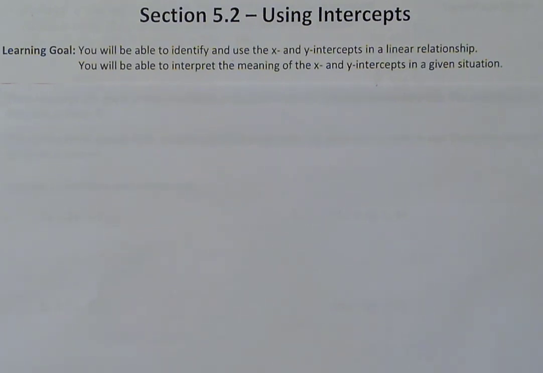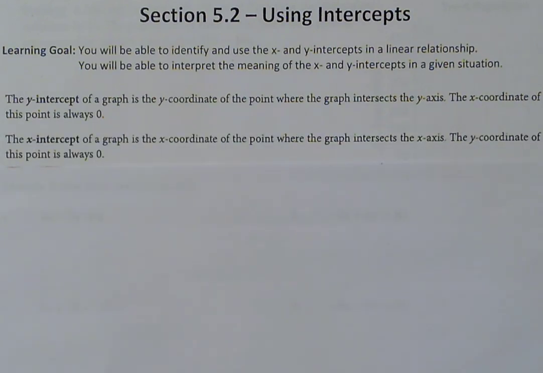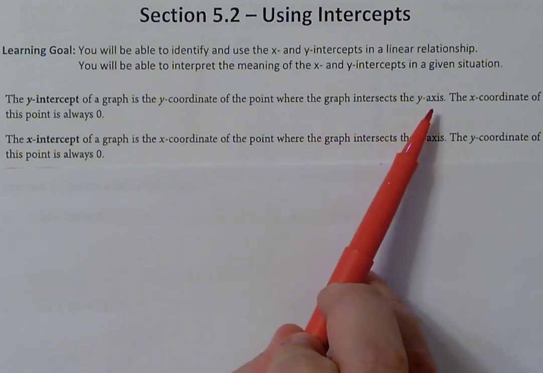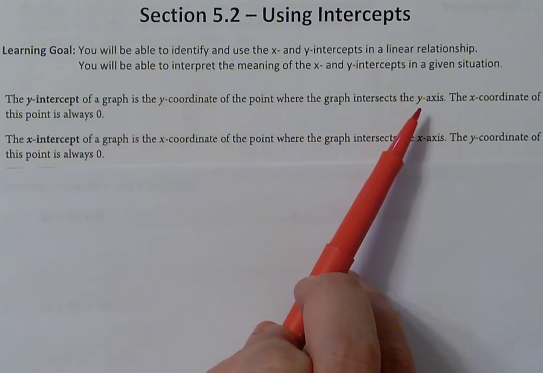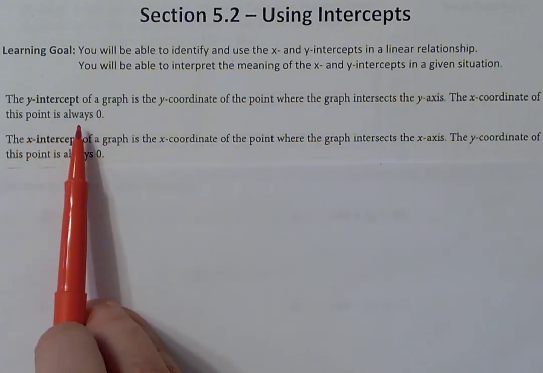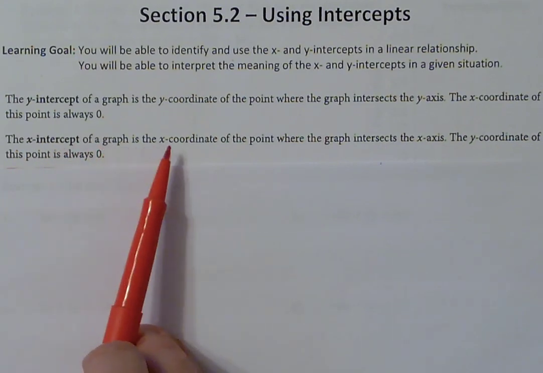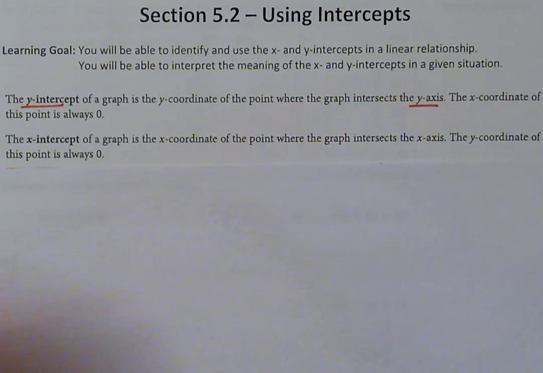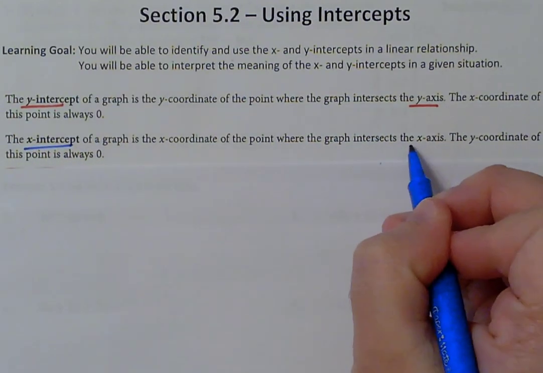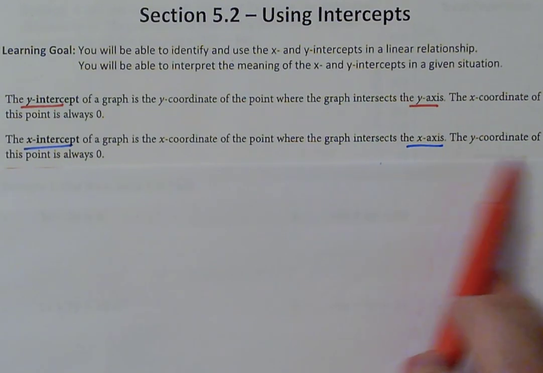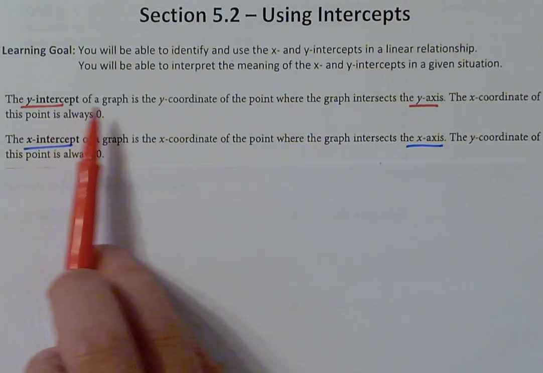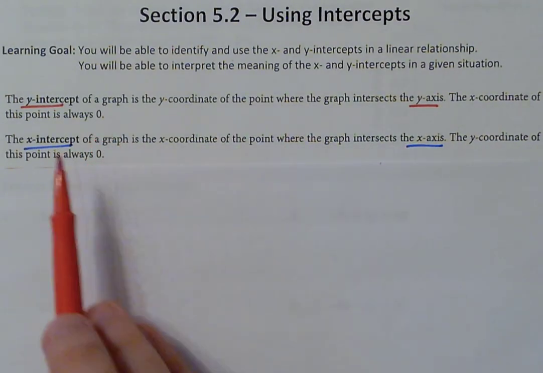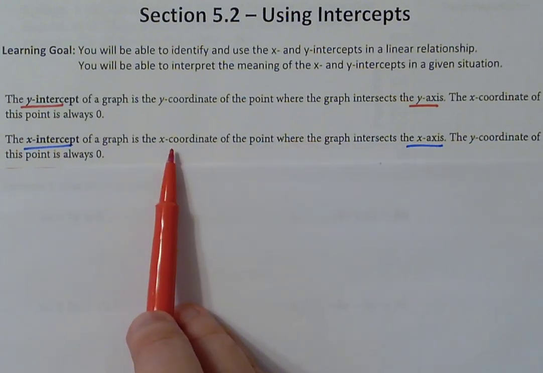Now let's talk about what an X and Y intercept is first before we get into our examples today. The y-intercept of a graph is the y-coordinate of the point where the graph intersects the y-axis. So the y-intercept is where it crosses the y-axis. The x-coordinate of that point is always 0. Now the x-intercept of a graph is the x-coordinate of the point where the graph crosses the x-axis. The x-intercept is where it crosses the x-axis, and the y-coordinate at that point is 0. So when we talk about the y-intercept, we're talking about where it crosses the y-axis and what the y value is, and the x value is going to be 0. Now the x-intercept is where it crosses the x-axis and the value of x, and y is going to be 0.